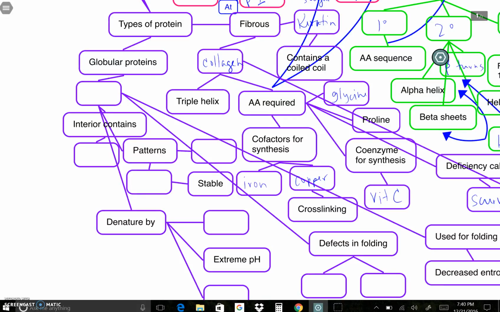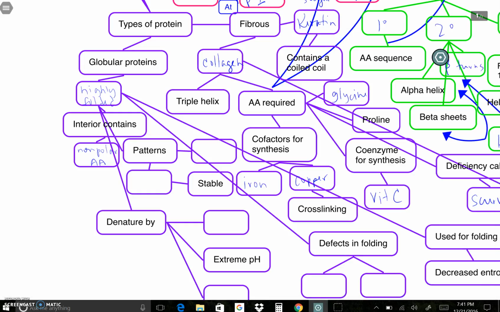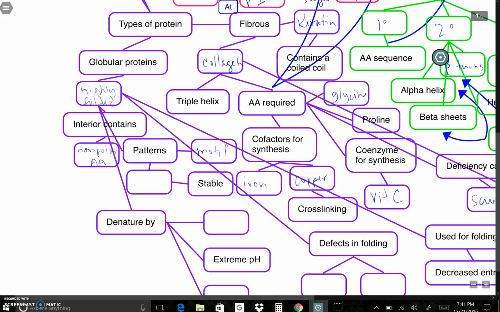Lastly, we have our globular proteins. These are highly folded. The interior of these really folded proteins contains a lot of nonpolar amino acids. Remember, nonpolar amino acids are going to stay away from the polar matrix that we're transporting it in. Patterns of these highly folded globular proteins are called motifs. Motifs, you pluck them out and they just unravel. Stable patterns are called domains, where you pluck those out and the pattern remains the same.